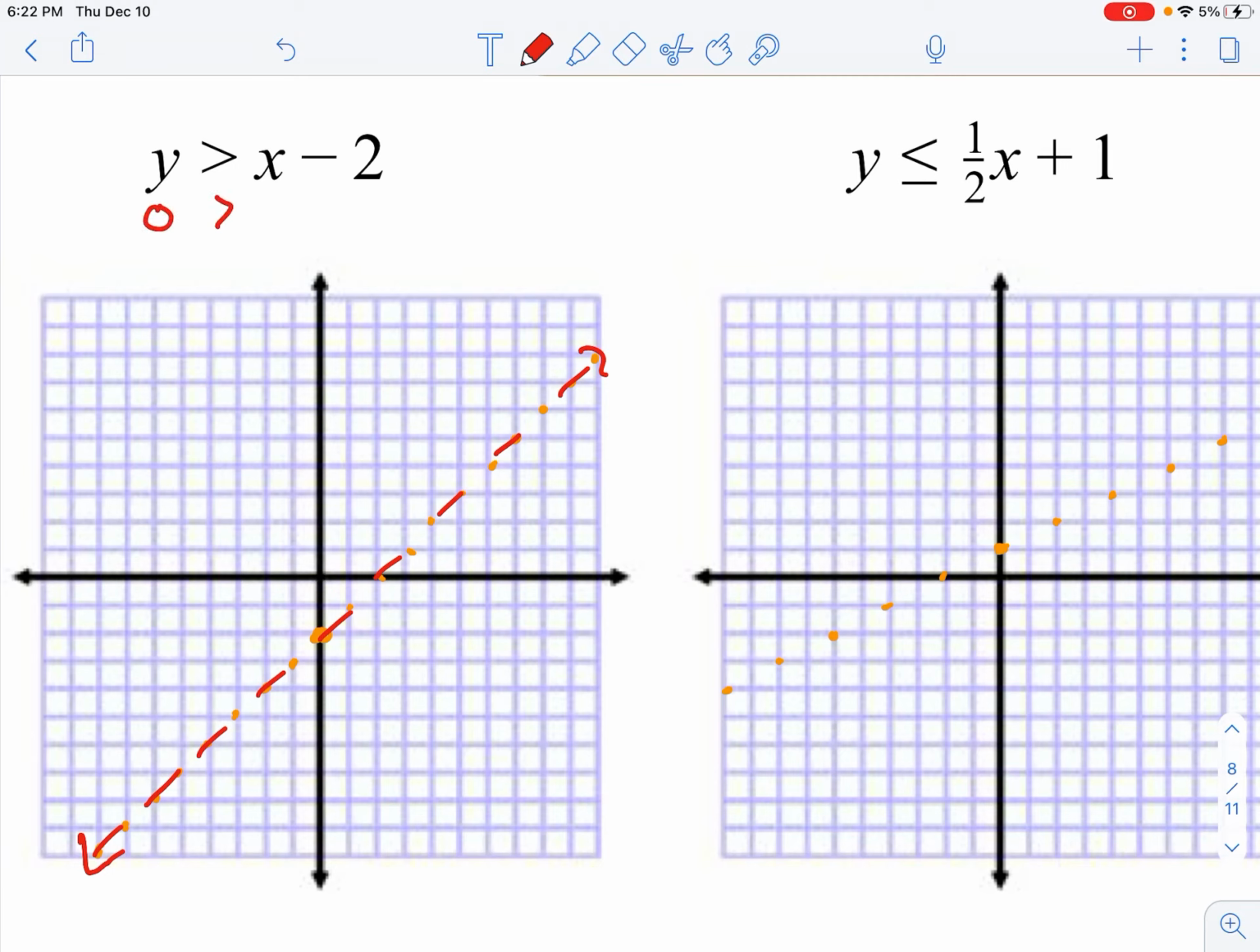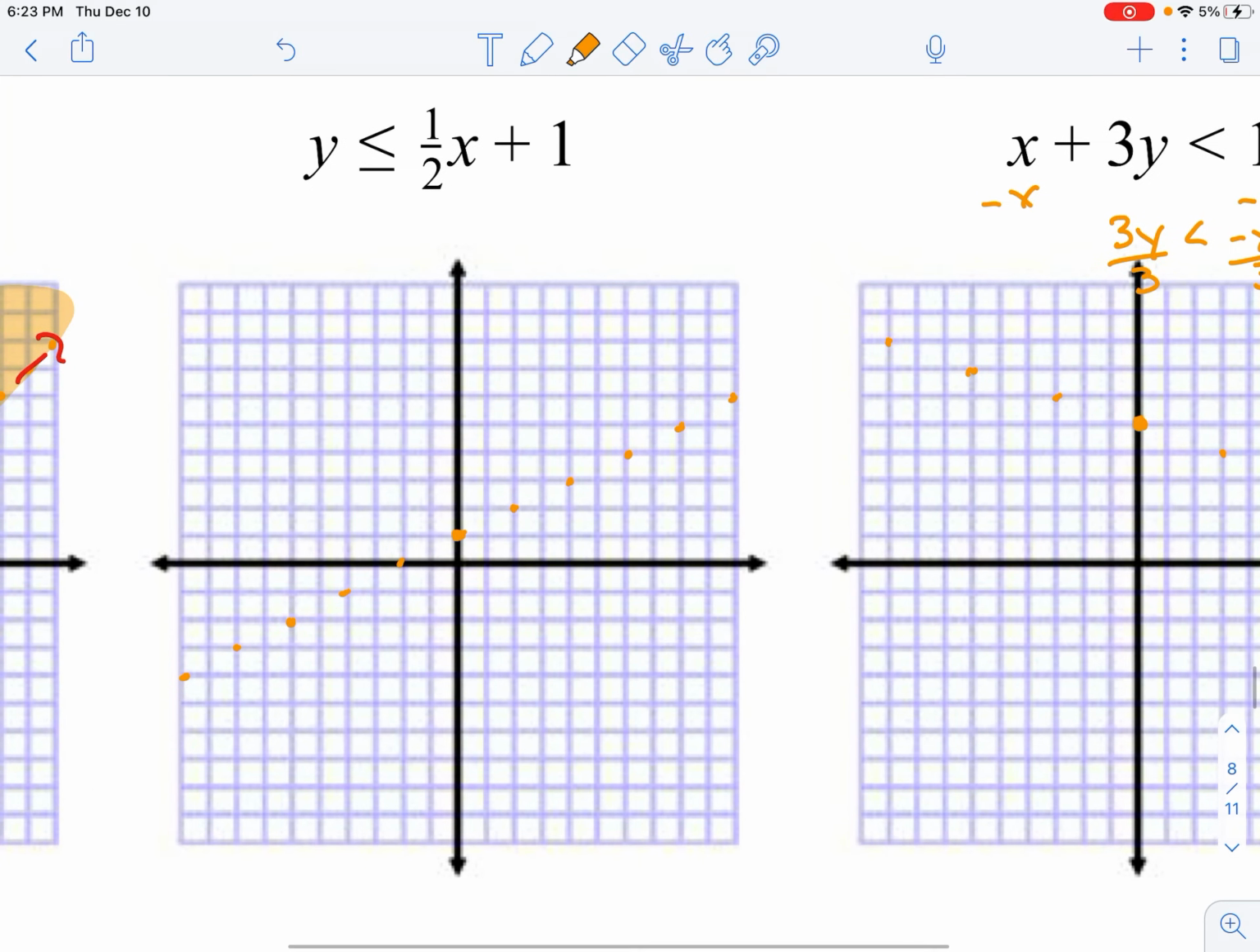So if I plug in a 0 here, and then 0 minus 2, I'm plugging in a 0 for x, that would make a -2. Is that a true statement? The answer is yes. So we are going to shade this side of our line. I want to get as close to the line as I can without going over it. Shade it up. We're good to go.